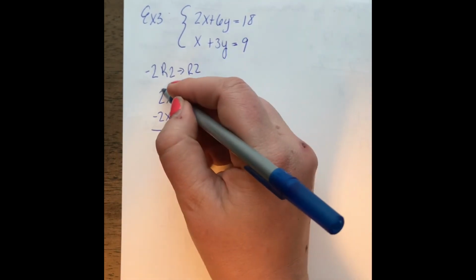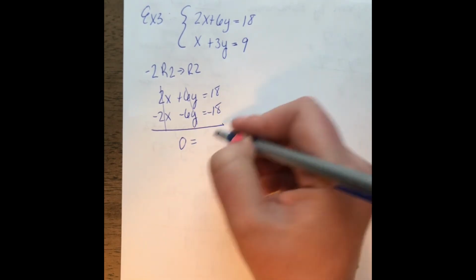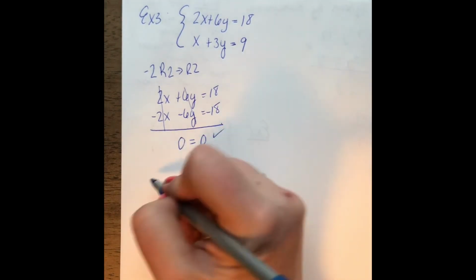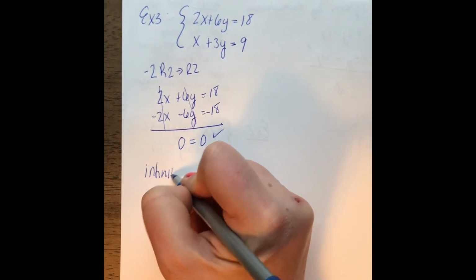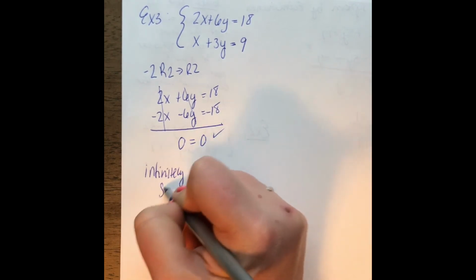This time when I add down, what ended up happening is I eliminated both variables, and I'm left with the statement 0 is equal to 0. This is true, so our answer: infinitely many solutions.